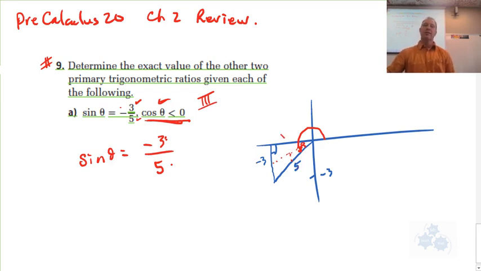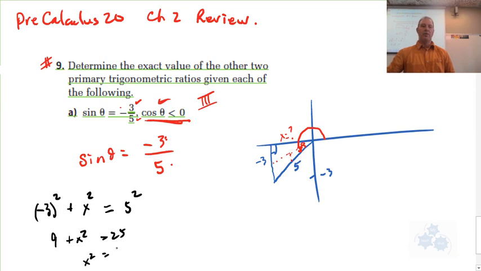So we need to find out what the x is, right? And given this information, we can find that out. So it would be negative 3 all squared plus x squared equals 5 squared. So that's going to be 9 plus x squared equals 25. X squared equals 16. X equals 4. Okay? Now, is it going to be positive or negative? Well, this point over here is going to have a negative x value and a negative y value. So it's going to be negative 4 actually, and that will help us out. Even though we know the CAST rule, that will help us out if we remember x is negative.